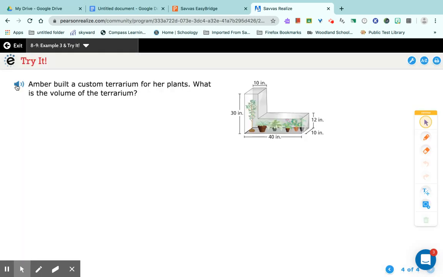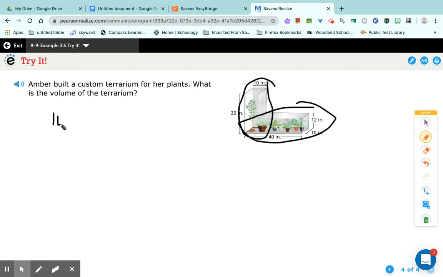Now our try it. Amber built a custom terrarium for her plants. What is the volume of the terrarium? All right, so we're going to separate this. So this is one, and this is one. Okay, so we're breaking it down into 2 rectangles. So we have the tall rectangle is 10 by 10 by 30. Okay, so that's going to be the top one.